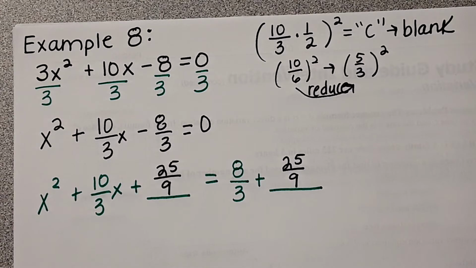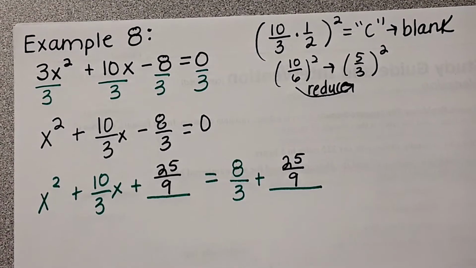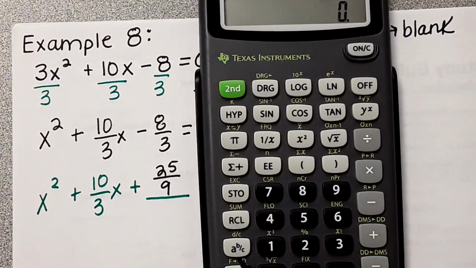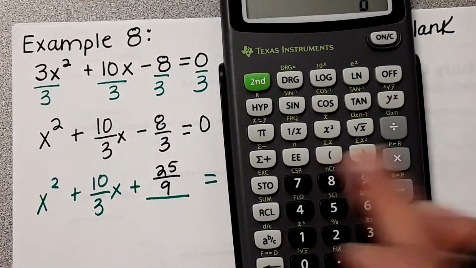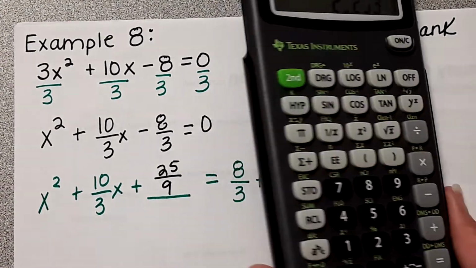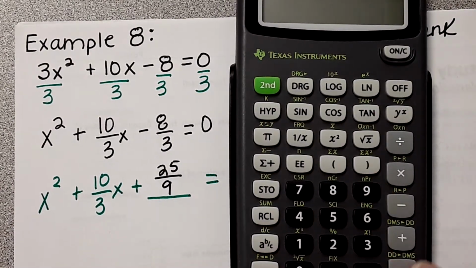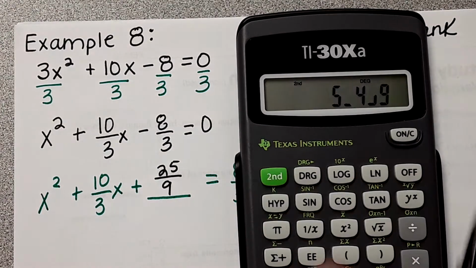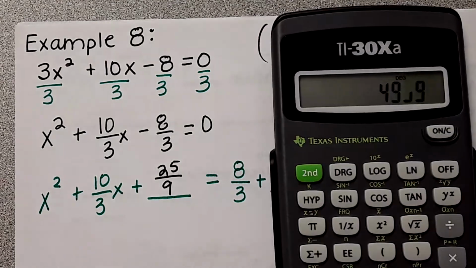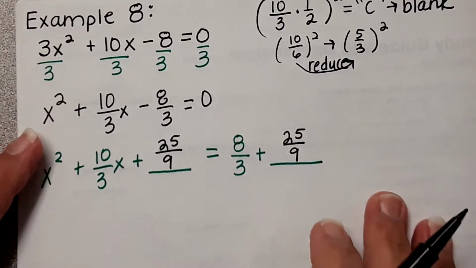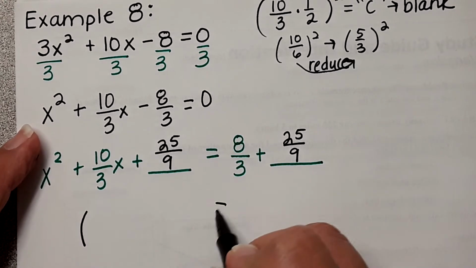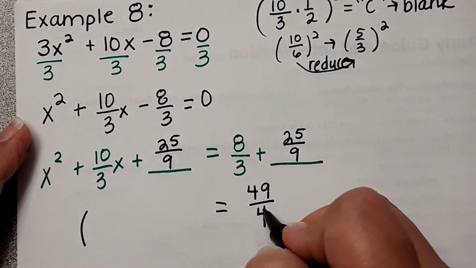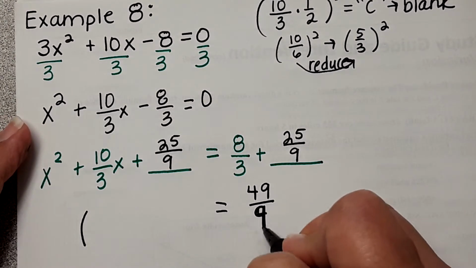I'm going to show you how to do it in your calculator. I'm going to use this key right here. 8/3 plus 25/9. Well, I'm not going to leave it as 5 4/9. So I'm going to do second, that key, and I get 49/9. So why did I do that? That goes here. So 49 ninths goes here, not 49 fourths. Oh my goodness gracious.